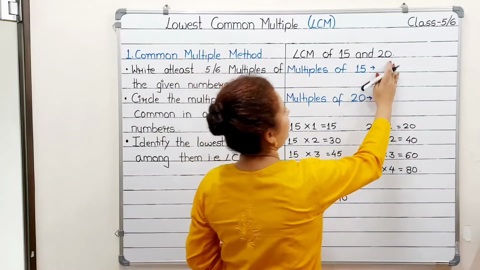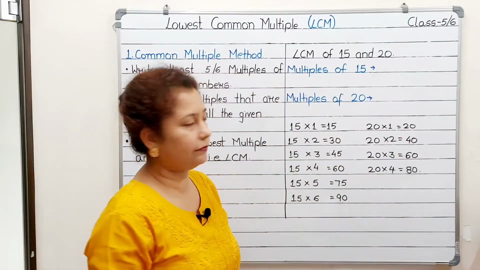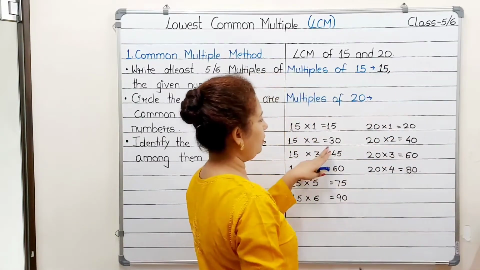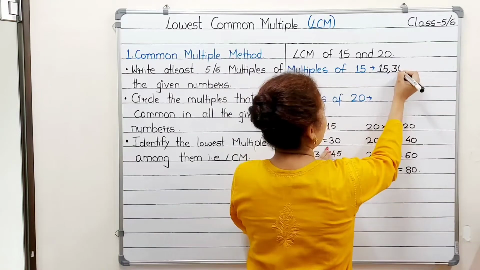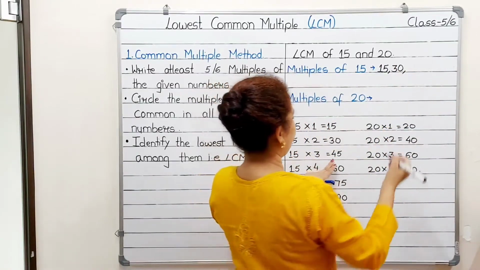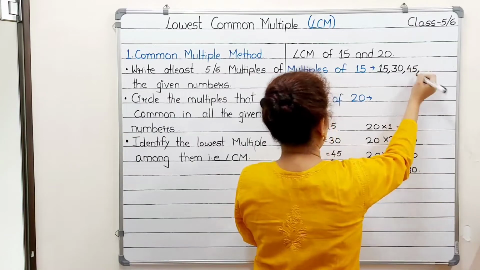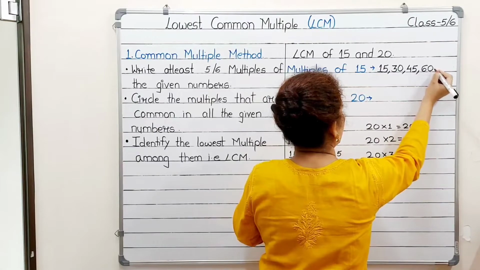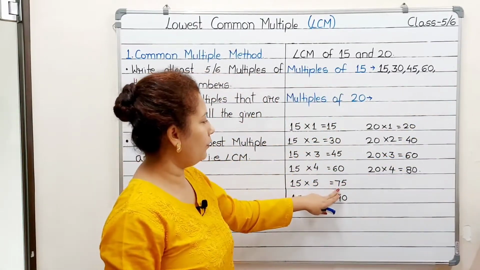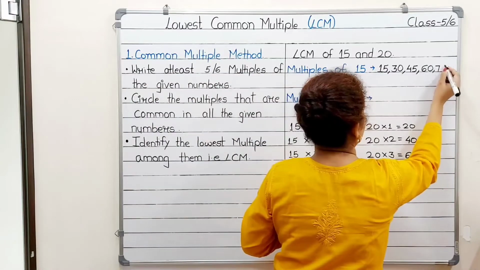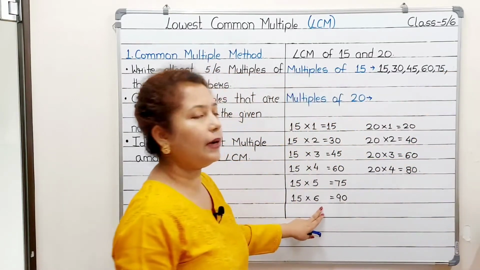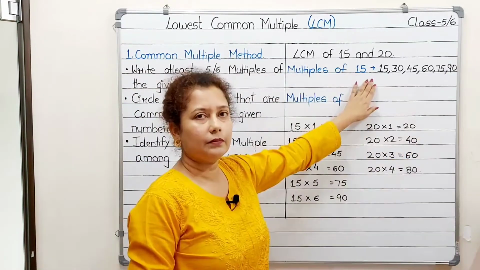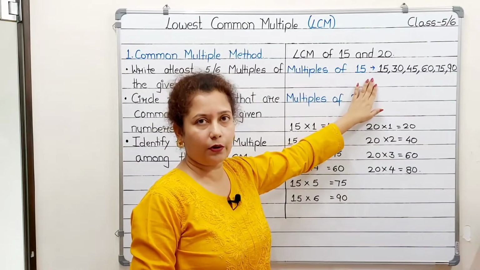The first multiple of a number is the number itself. So here the first multiple is 15. Second multiple of 15 is 30. Third multiple of 15 is 45. Fourth multiple of 15 is 60. Fifth multiple of 15 is 75. And sixth multiple of 15 is 90. So here we have written 6 multiples of 15.